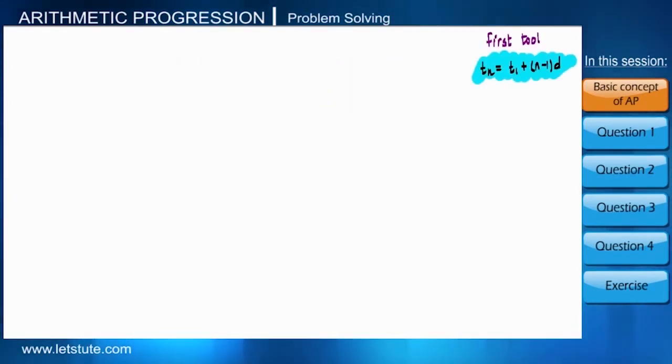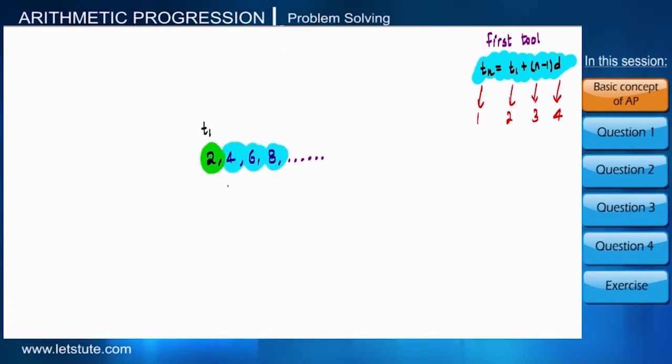If we notice here, there are a total of 4 parameters: T1, N, D and Tn. To understand this, let us consider a sequence. The sequence is 2, 4, 6, 8 and so on. Here we can notice the sequence is starting with 2, so this is our first term. So T1 is 2. And the difference between any consecutive numbers, for example, between 2 and 4, 4 and 6, and 6 and 8, is 2. So the common difference D is 2.